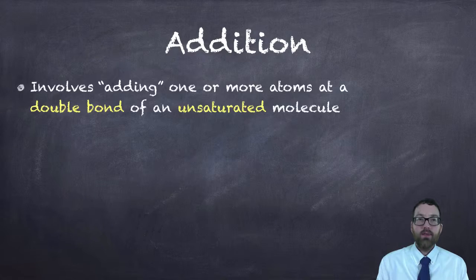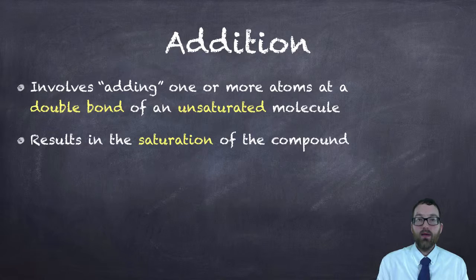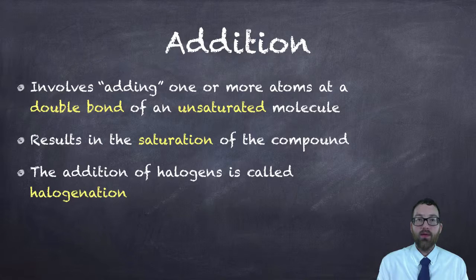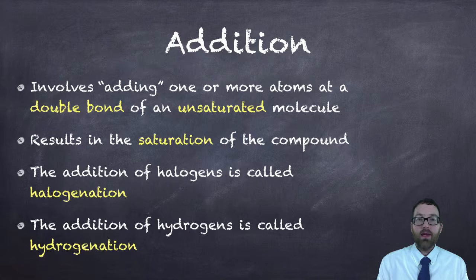Next we have addition. This involves adding one or more atoms at a double bond of an unsaturated molecule. You're simply adding in either a hydrogen atom or another halogen. When you do that, it results in the saturation of the compound. If you add in a halogen, it's called halogenation. If you add in hydrogen, it's called hydrogenation.